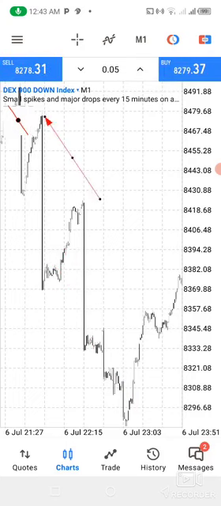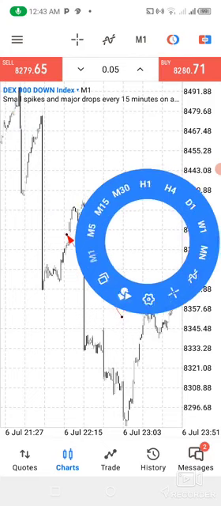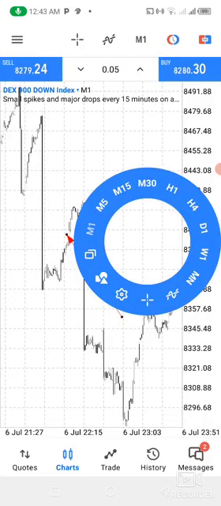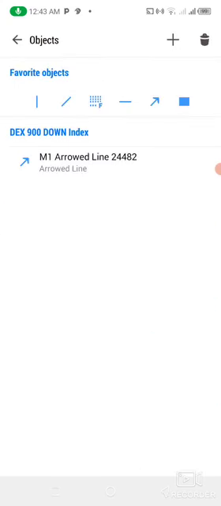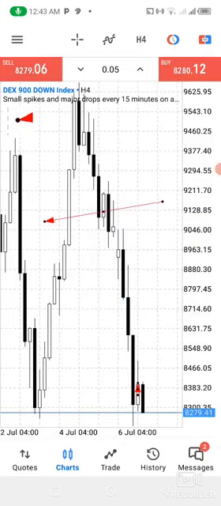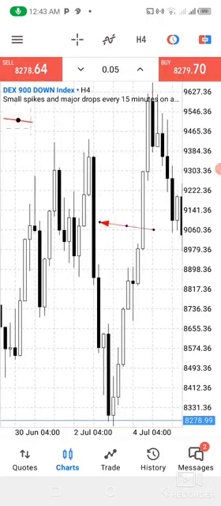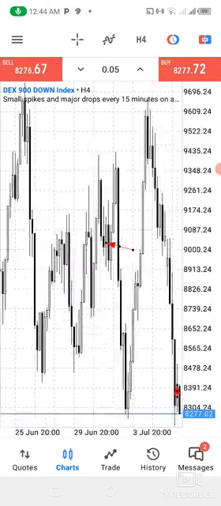All those big drops are what characterize this 900 index. Now if you check a higher time frame like H4, you will discover that we still have those big candles that are called drops in a DEX 900 down index. So this is a drop, because if you compare it with any other candle, you see that this is big. So this is the drop.